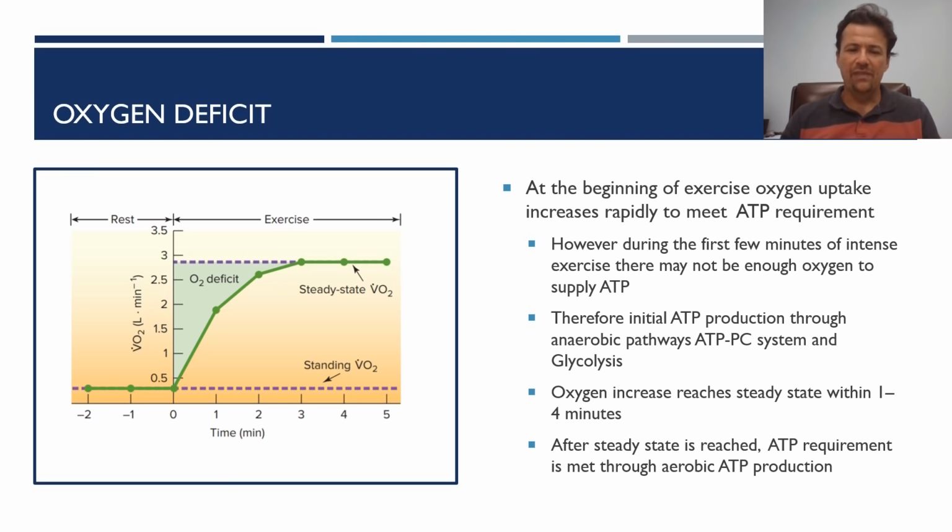And so until that steady state is reached, ATP requirements are met through anaerobic production and not aerobic production. And this creates, as you can see here on the diagram, a deficit. We call this the oxygen deficit. During this time, the body is producing energy, but it's not utilizing oxygen.